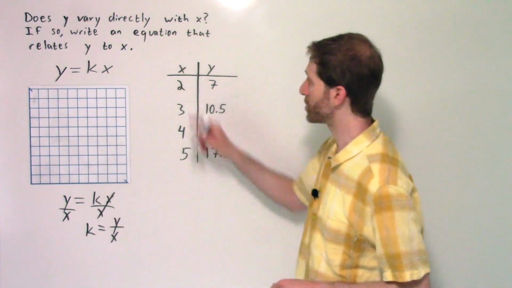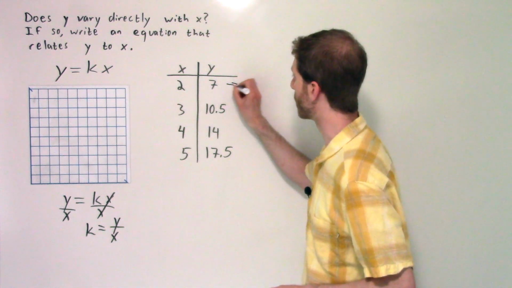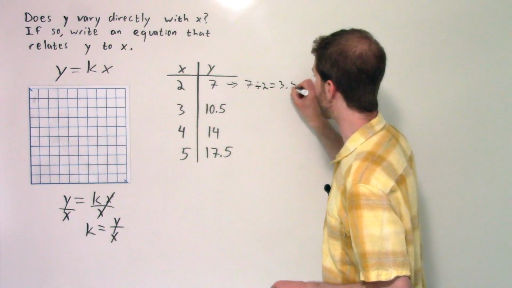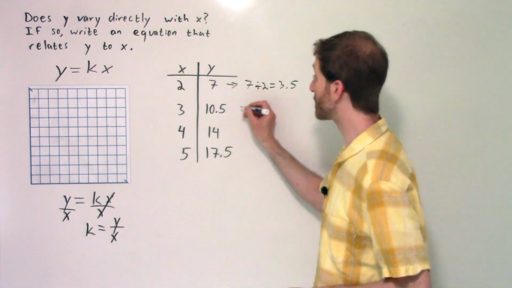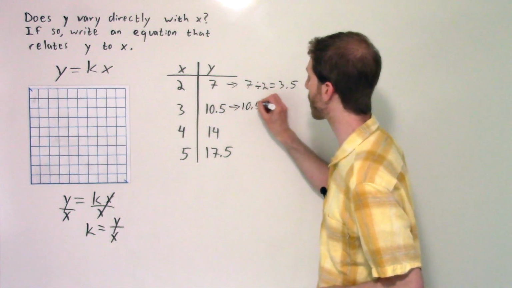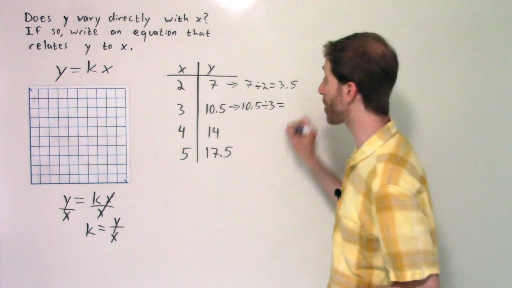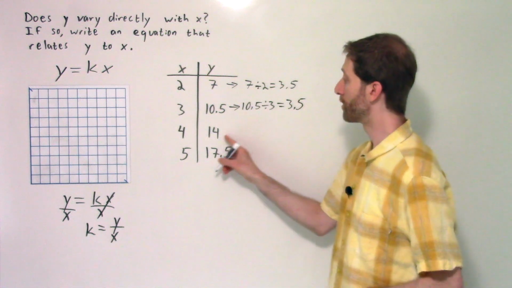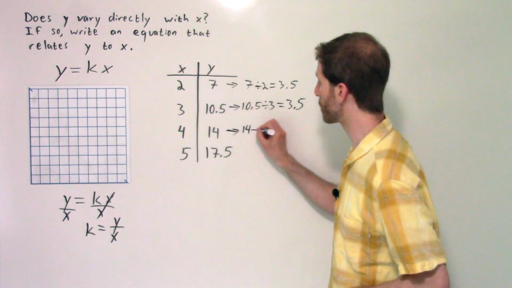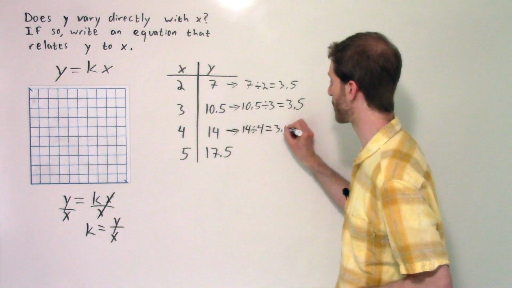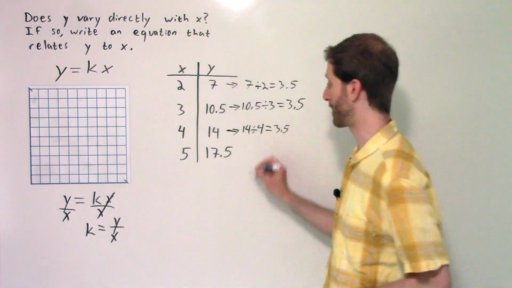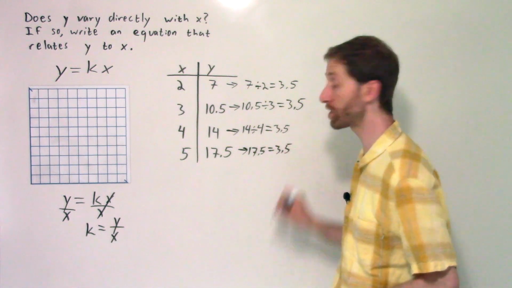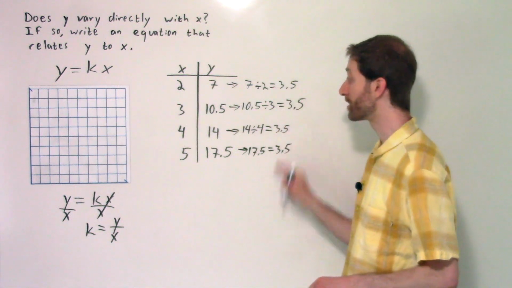So let's use this idea. I'm going to divide 7 by 2. I'll do that work off to the side right here. So 7 divided by 2, and I'm going to get a decimal, is equal to 3.5. Nice. And then I'll do 10.5 divided by 3. You can use a calculator for this if you like. And that is also equal to 3.5. So far so good, but we've got to check them all. 14 divided by 4 is also 3.5. We have one more. We'll do 17.5 divided by 5. And when we do that, we're going to see that we have a constant of variation, and that constant of variation is 3.5.